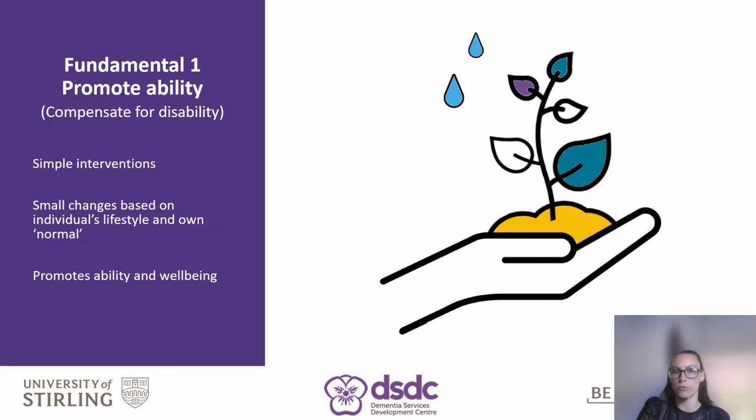Fundamental 1, this is the aim of promoting ability through design, implementing simple measures, for example lowering signs in public places and small changes in the home based on their individual lifestyle and their own normal is essential. Some changes that others might think of as better isn't always, if they're unfamiliar to the individual. Promoting access to outdoor spaces allows people to continue to participate in pastimes and maintain ability to promote well-being and lifestyle.